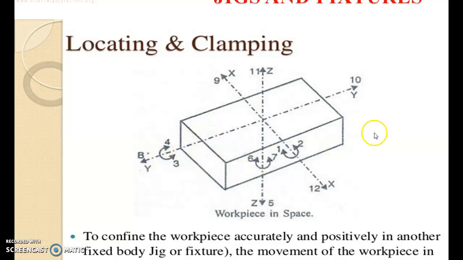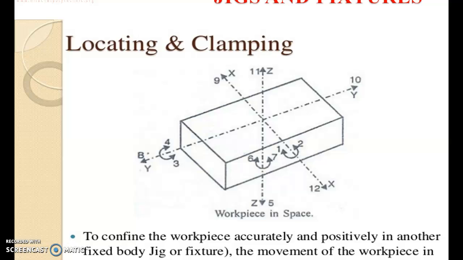So here you can see, if the rectangular block is moving in space, what happens? It can move in this direction, so that is degree of freedom 1. In the y-axis it can move like that, so that is 2, and in this direction also. So x direction, y-axis and z-axis. And it can also revolve about these axes. Therefore we conclude that the total degree of freedom of this block is 6.